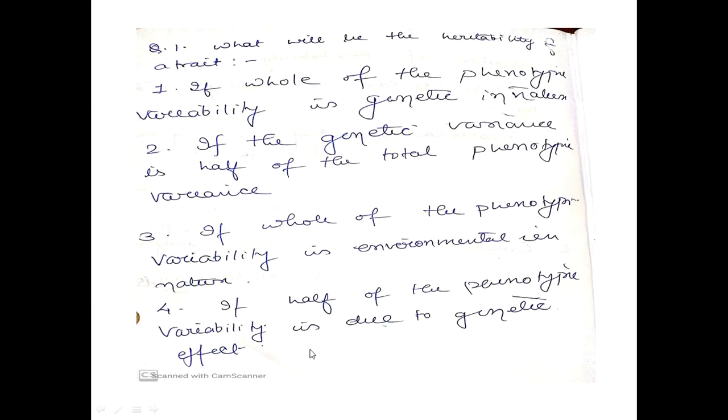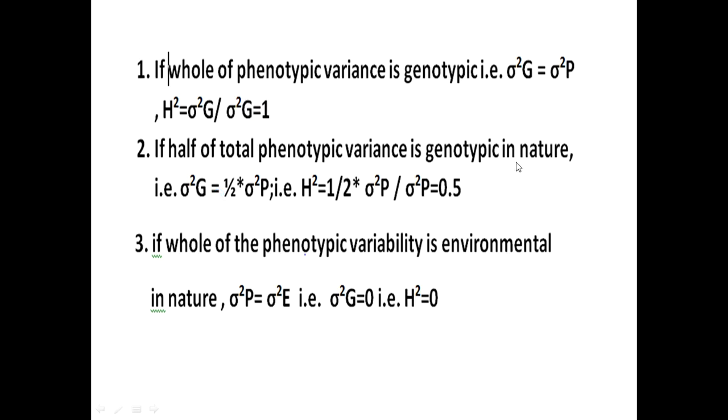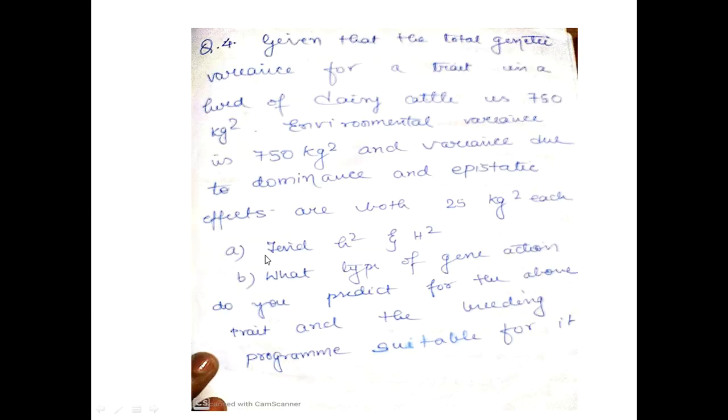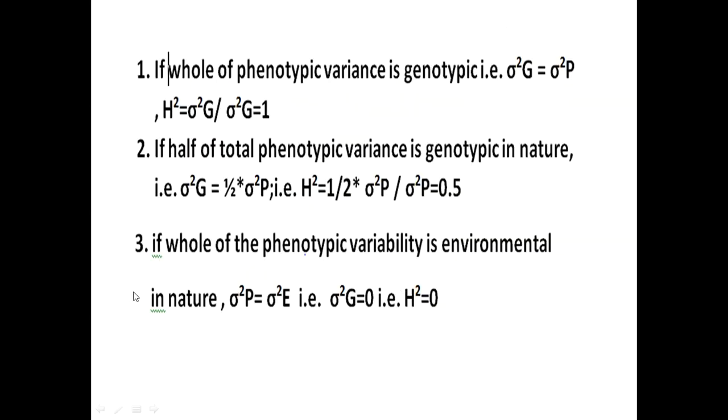Now the second question is, if the genetic variance is half of the total phenotypic variance. It says that half of the total phenotypic variance is genotypic in nature, means that sigma square g is half of sigma square p. So h square will be equal to sigma square g upon sigma square p. Substituting it, we will have half into sigma square p upon sigma square p, which is equal to 0.5. Now the third one, if whole of the phenotypic variability is environmental in nature, which means that sigma square p is equal to sigma square e, which means that sigma square g will be 0. So heritability will be equal to 0.